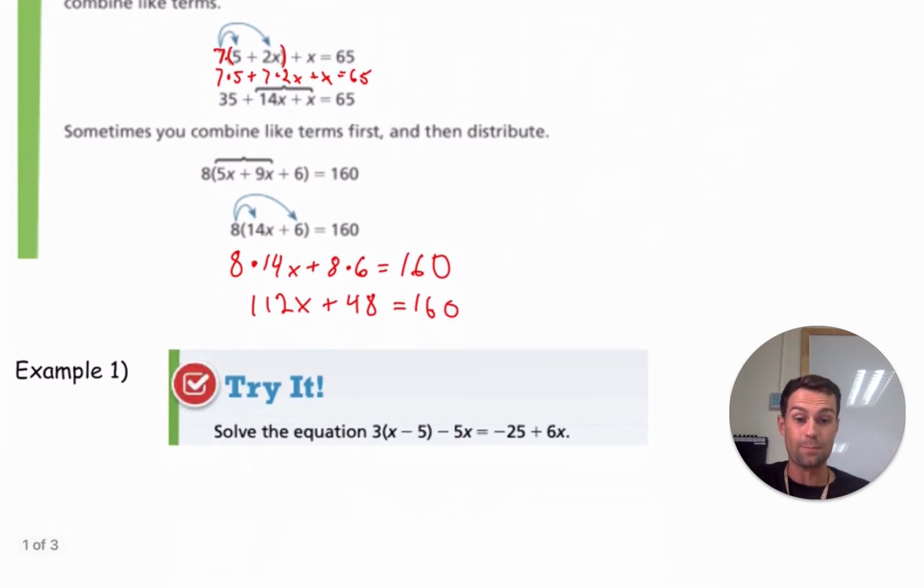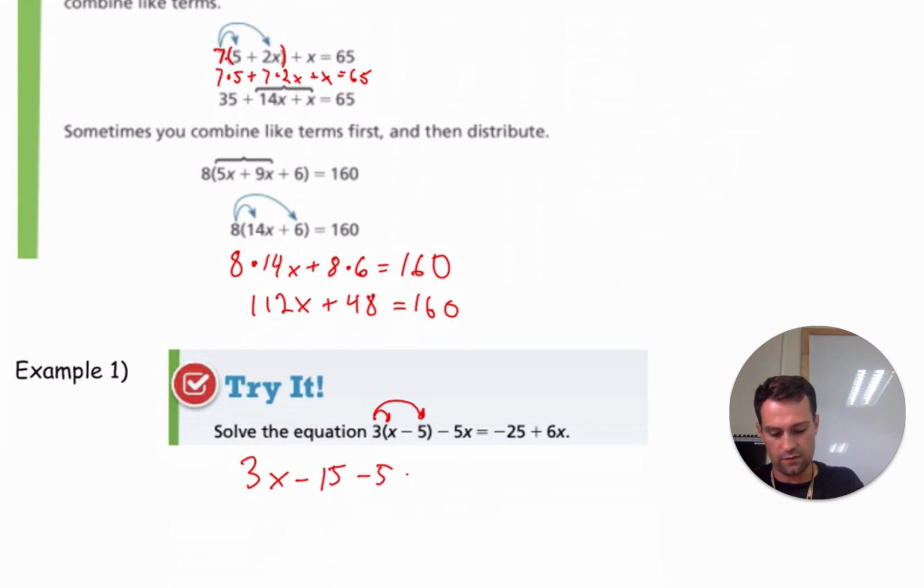So let's do some examples together. All right, so we're going to solve this equation. The first thing we want to do is distribute this 3 in here. So go ahead and distribute that. Pause the video and try it on your own. 3x minus 3 times 5 would give us 15 minus 5x equals negative 25 plus 6x.